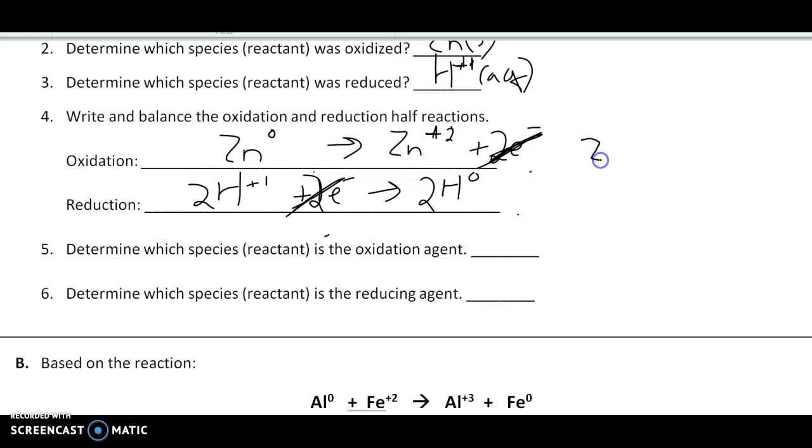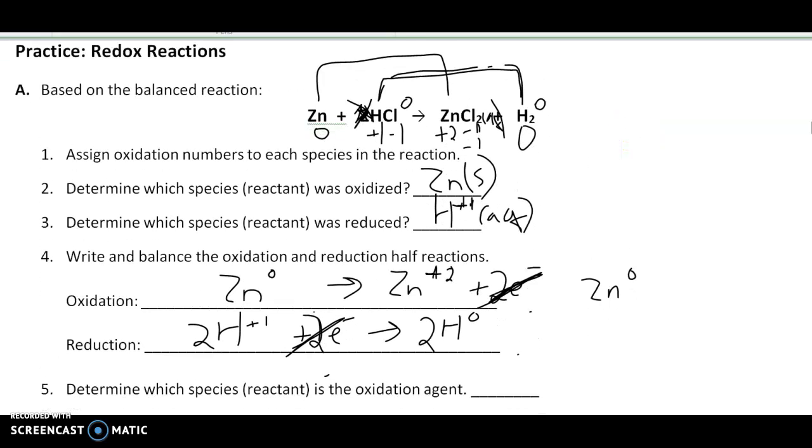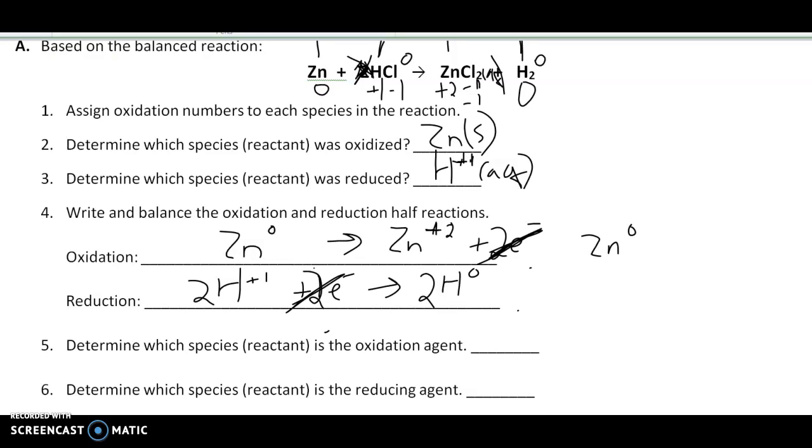That looks like Zn0 plus 2H, and remember there is a spectator ion in this reaction, chlorine. Chlorine is a spectator ion because its oxidation number is not changing. So we're just going to throw it back in there. So we have the reactant side, Zn0 plus 2H, and each hydrogen is bonded to 1 chlorine.